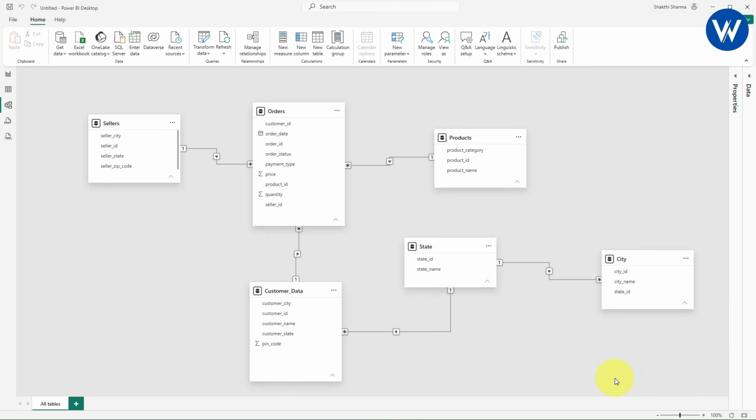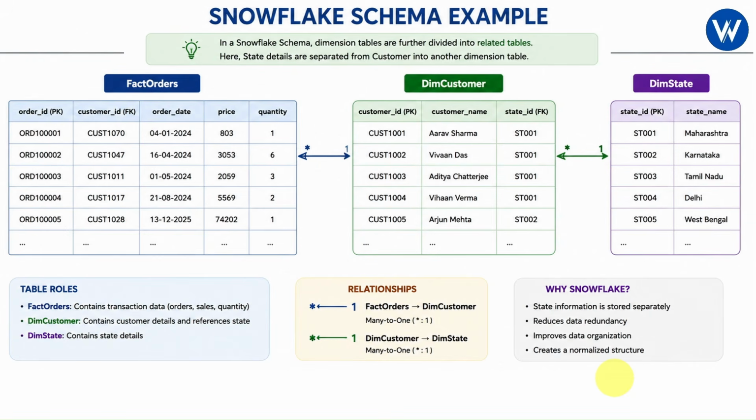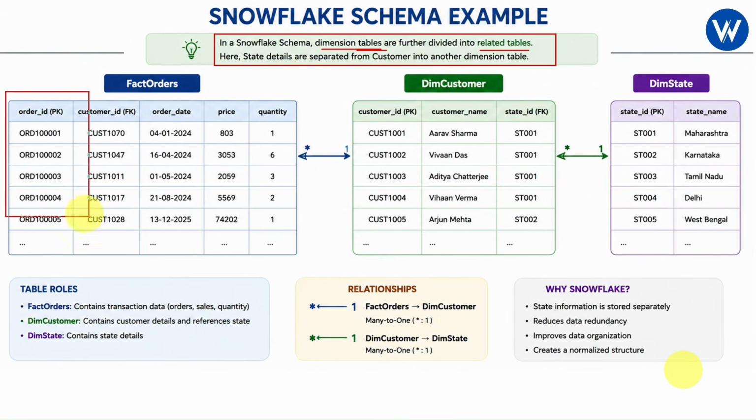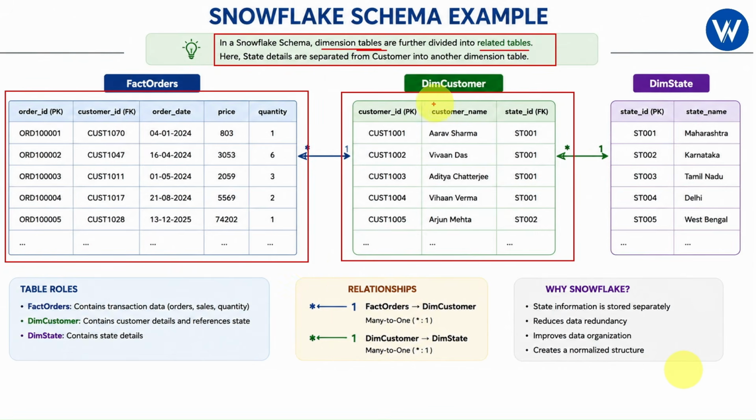Now what is actually meant by a snowflake schema? Let me show you with the help of the PPT first. In a snowflake schema, dimension tables are further divided into related tables. Here, state details are separated from customer into another dimension table. Here you can see this is the fact table, which is the order table. Now this is the customer table, which contains the customer and the state ID.